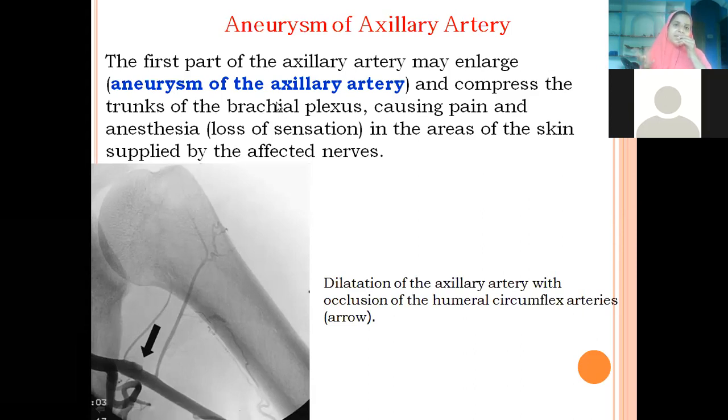Okay, whenever there is ballooning out, it will compress. Just now we have seen the axillary artery, all around it is surrounded by either trunks of the brachial plexus or branches of the brachial plexus. So whenever there is an aneurysm, these trunks or the branches of the brachial plexus get compressed, which may lead to pain and anesthesia. Okay.